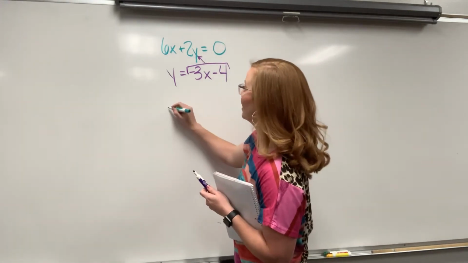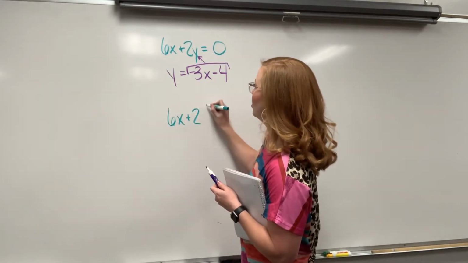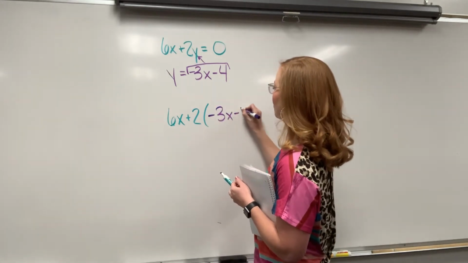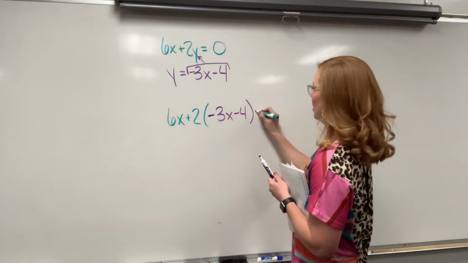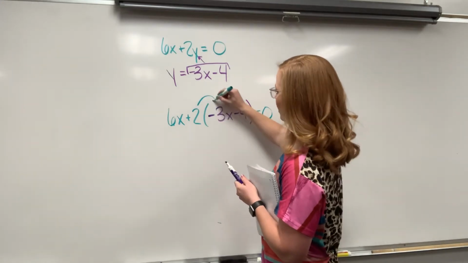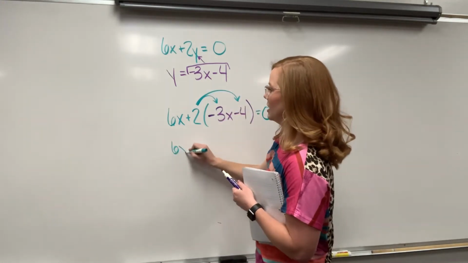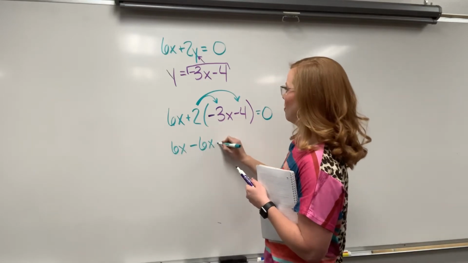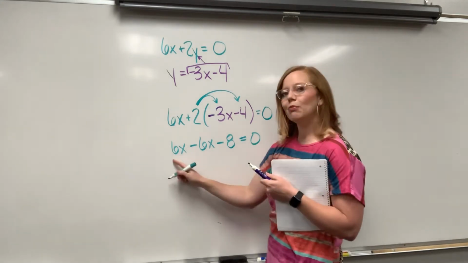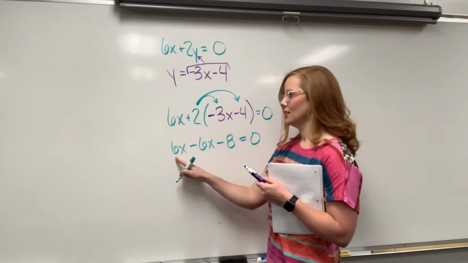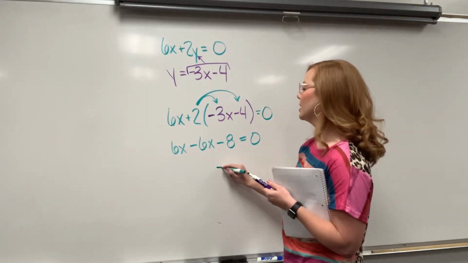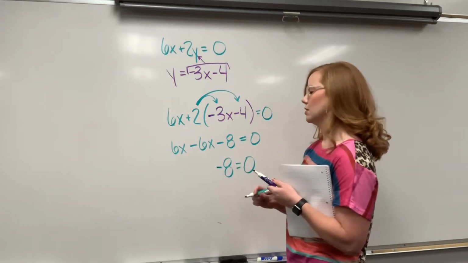That leaves me with 6x plus 2 times (negative 3x minus 4) equals 0. Now I use my distributive property. 6x minus 6x minus 8 equals 0. When I combine my like terms, something happens. 6x minus 6x, what happens to them? They're gone, that's 0. So I'm left with negative 8 equals 0.